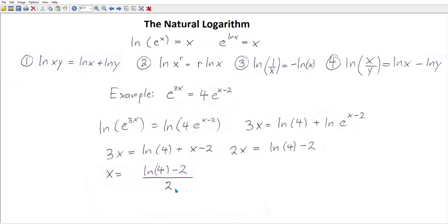which is a perfectly fine solution. But just to illustrate some properties of logs, 4 is 2 squared, right? So we can write it that way. And now using this property, the log of x to the r is r log x, 2 squared becomes 2 log 2. And now you can see there's a common factor of 2 in the denominator and the numerator. So you factor that out, divide through by 2, and what you end up with is the log of 2 minus 1.